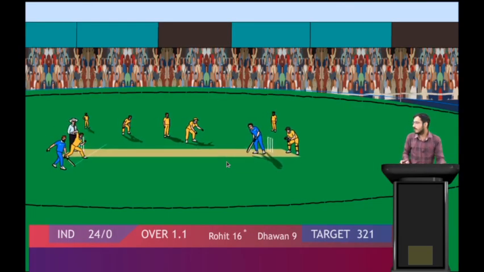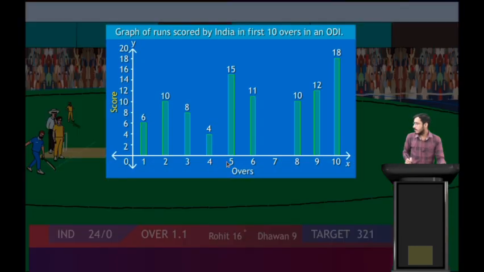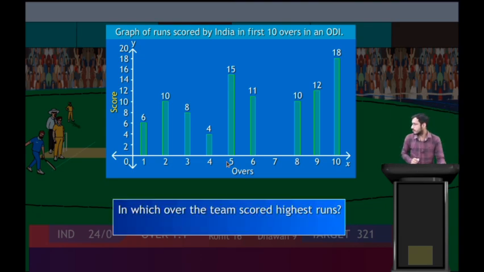Okay, now see here, you can see the activity here, cricket match. So the graph of runs scored by India in the first 10 overs in an ODI. Here you can see number of overs and scores by the Indian team. Now can you tell me in which over the team scored the highest runs? You can see the graph and tell me the answer.